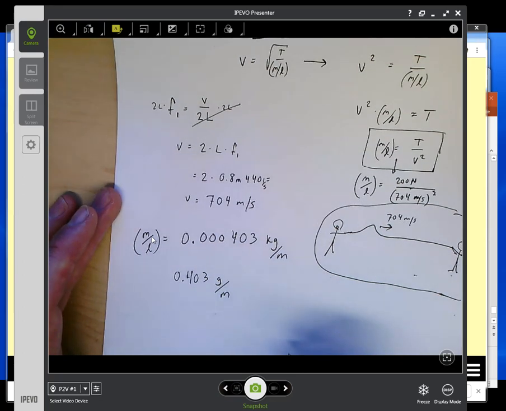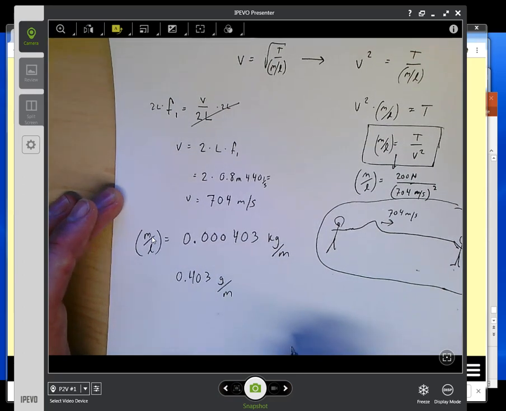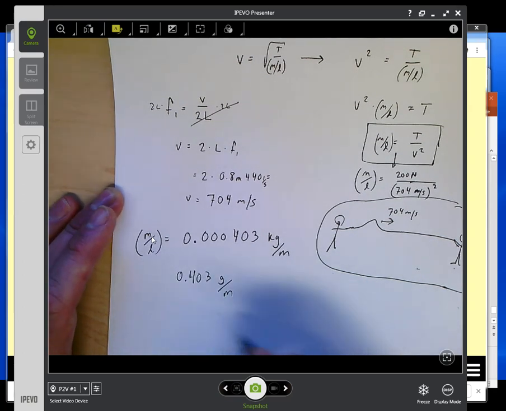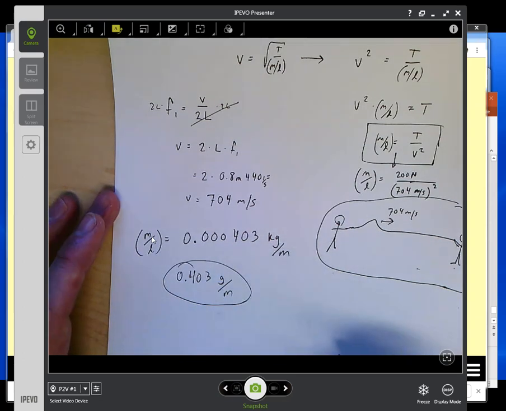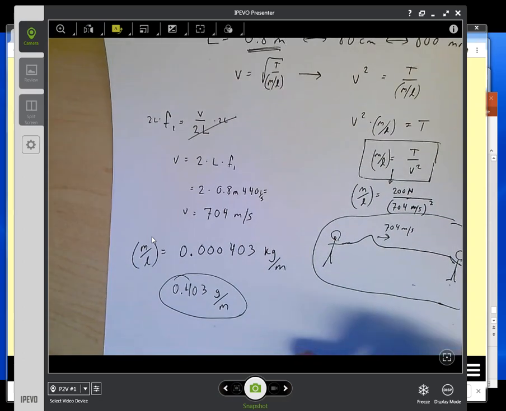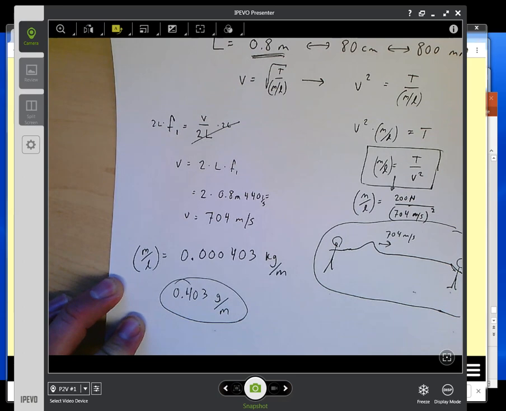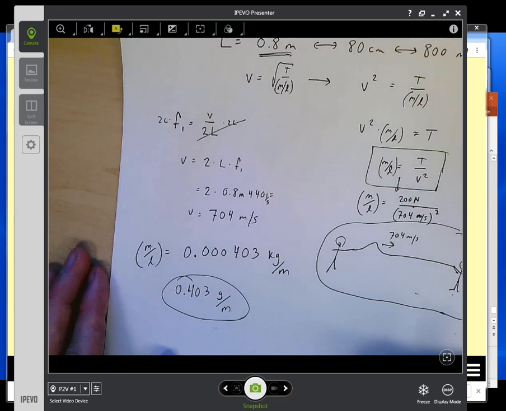That means that if you had 1 meter of this string, it would weigh less than half a gram. And if you had 2 meters, it would be about 0.8 grams. So this is the kind of mass per unit length that's actually very typical for musical strings, for an instrument. So maybe you know this if you've ordered guitar strings online or something like this, then you've seen this kind of thing happen.